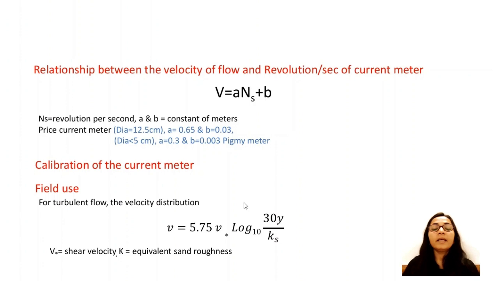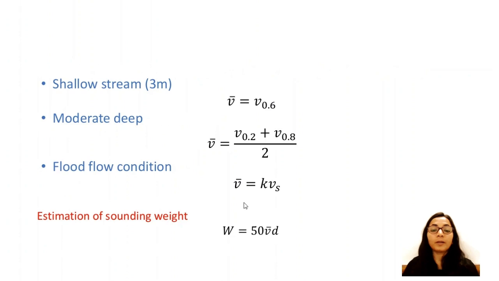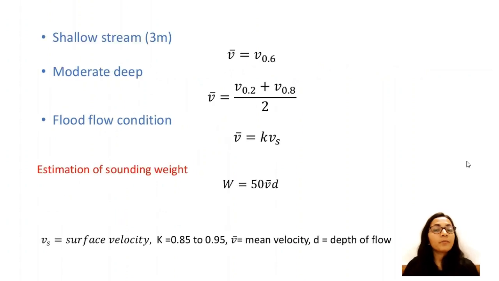So it's a very difficult method. To simplify this we use this formula. In a shallow stream, what is called a shallow stream? Streams which have 3 meters depth or less than 3 meters depth. So even if the river depth is 3 meters, 60% of 3 meters is 1.8 meters. So in case of a shallow stream we will measure the velocity of flow at 1.8 meters from the top of the surface.